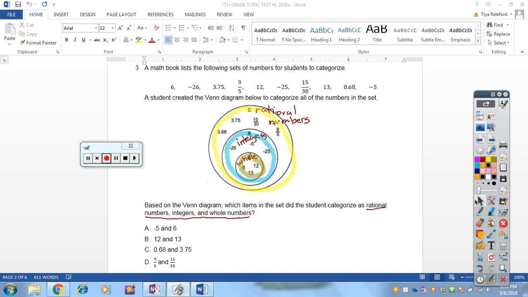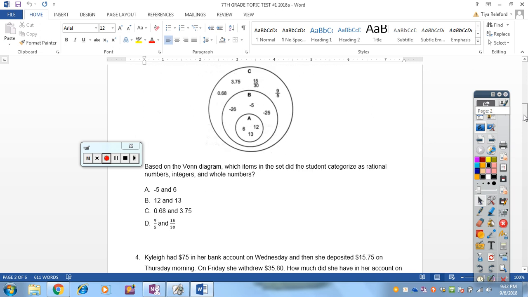Tell me why you got it wrong. Tell me how you know that the whole numbers are inside the integers. Make sure you write a sentence so you can get your points.